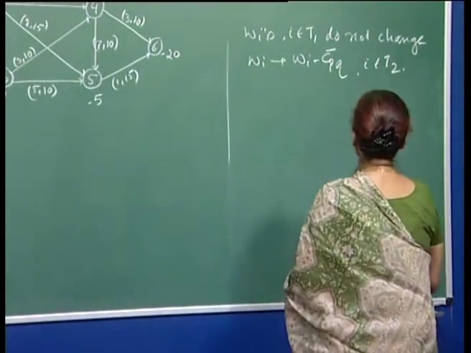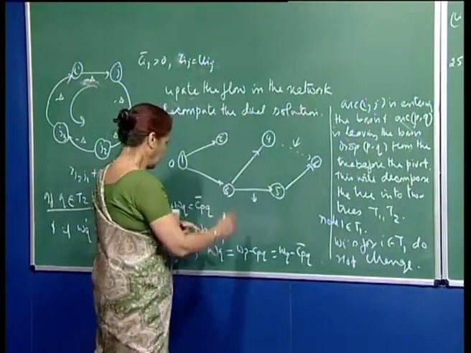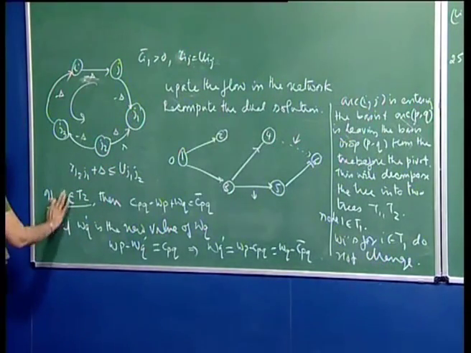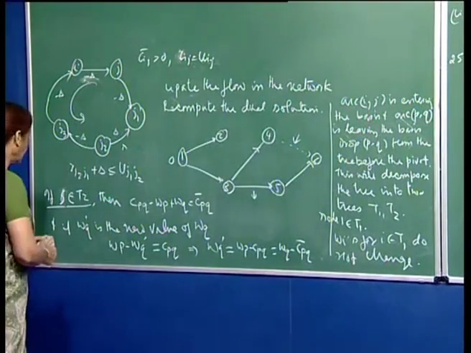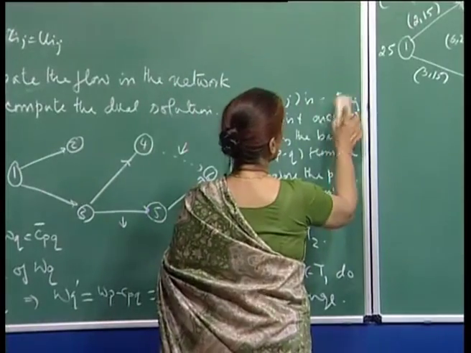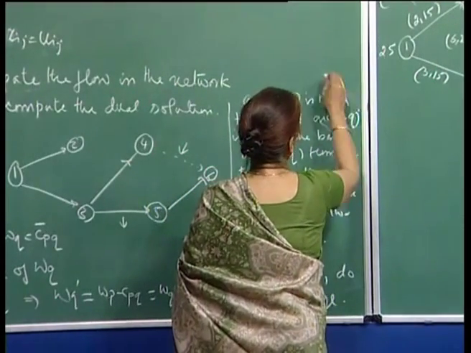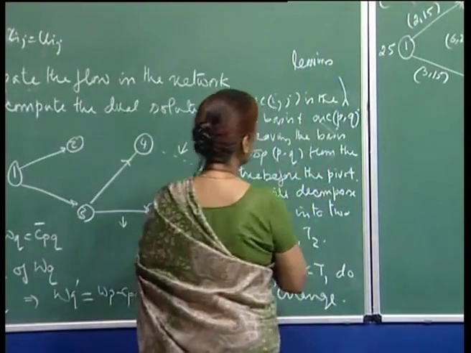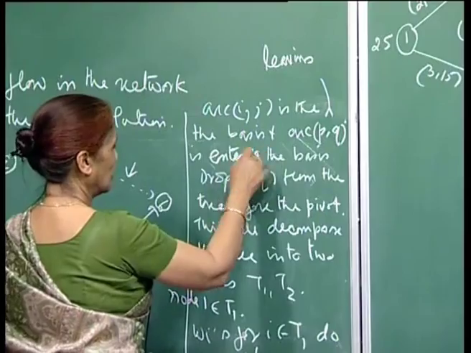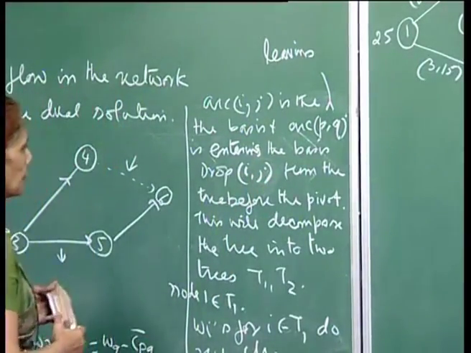Oh, sorry, what did I say here? Yes, let us be clear. I should have said that ij is leaving the basis, and our PQ is entering. If j belongs to T2, then I have to recompute. So maybe it will be easier to make it the other way. Then drop ij from the tree before the pivot.